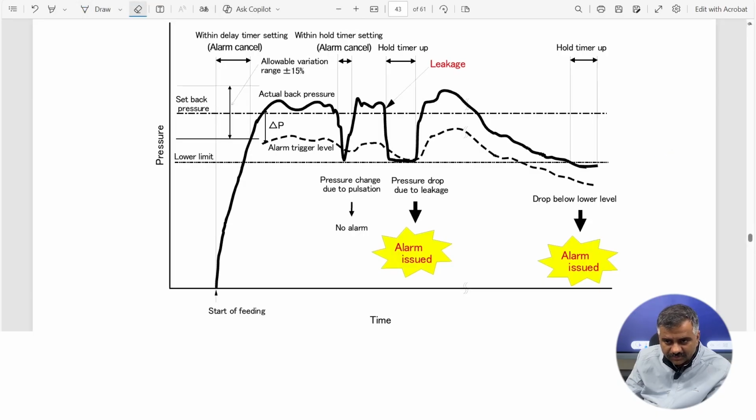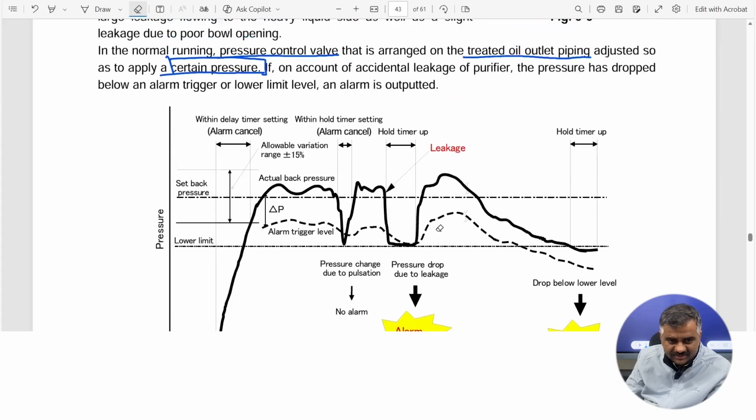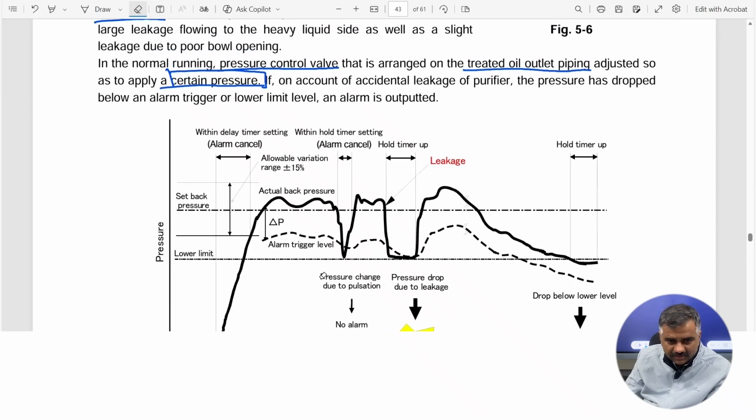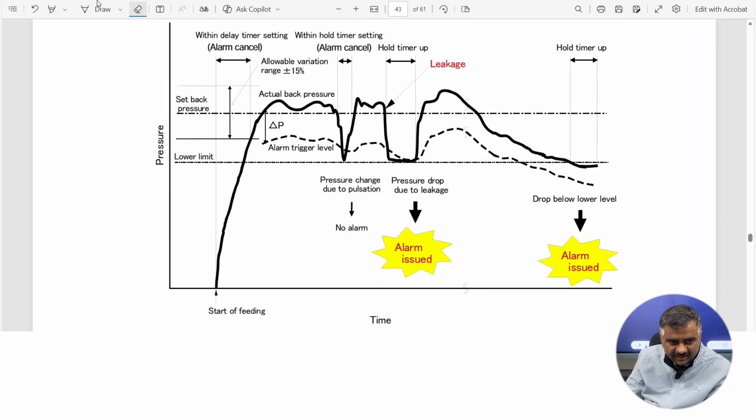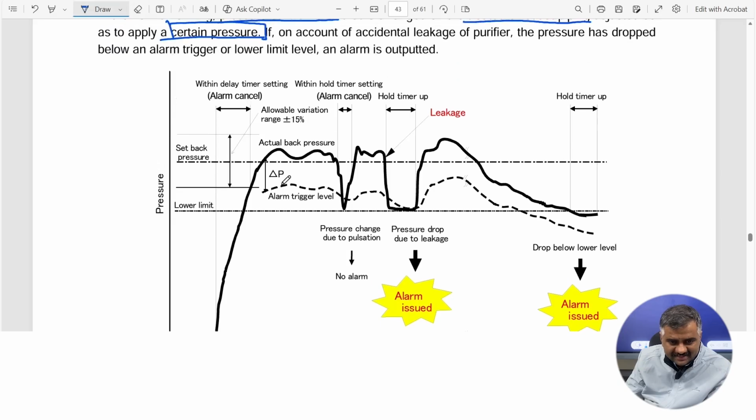Okay, so if we can see this graph, on one side we have pressure and on the other side we have time. So what we are basically seeing is the back pressure in the treated oil line with respect to time. So we are here seeing the role of timers. There are two timers installed inside the purifier. One is the hold timer and one is the delay timer.